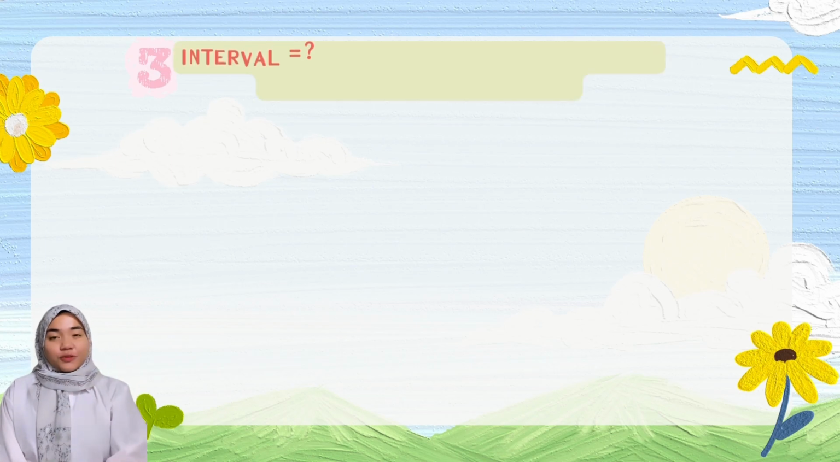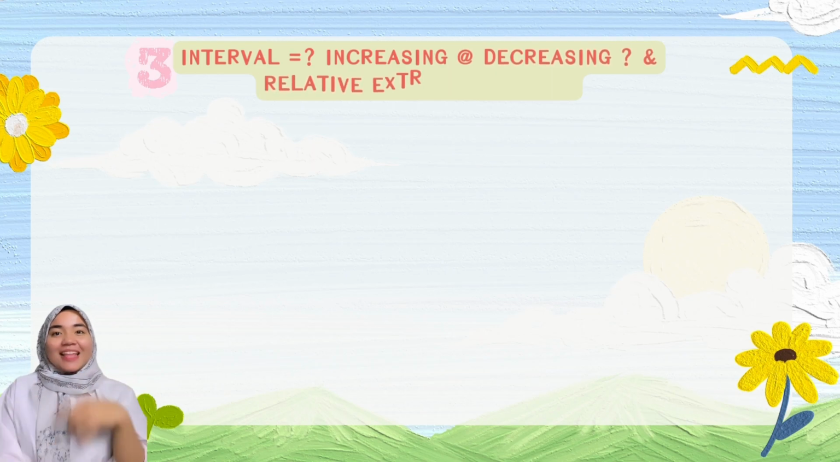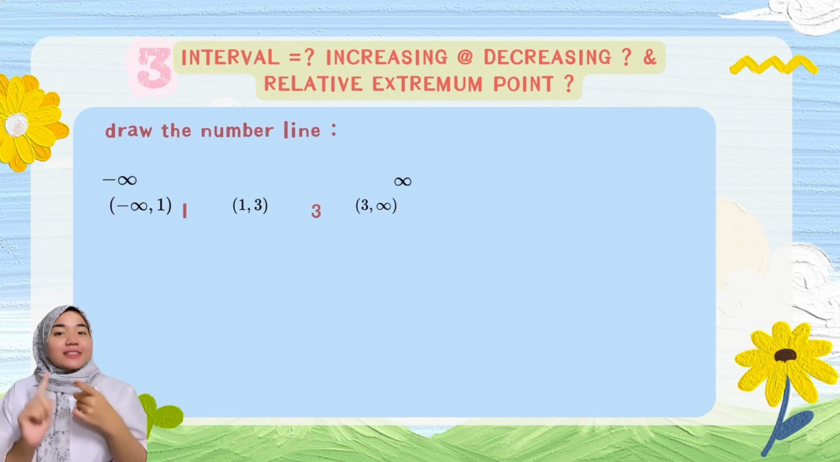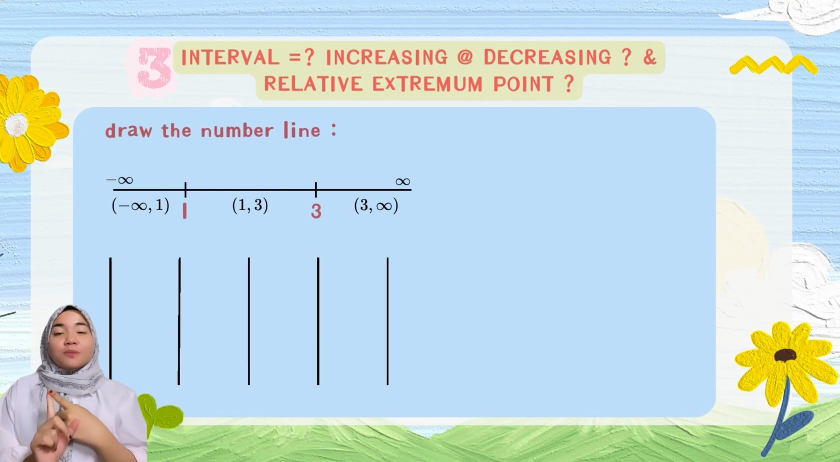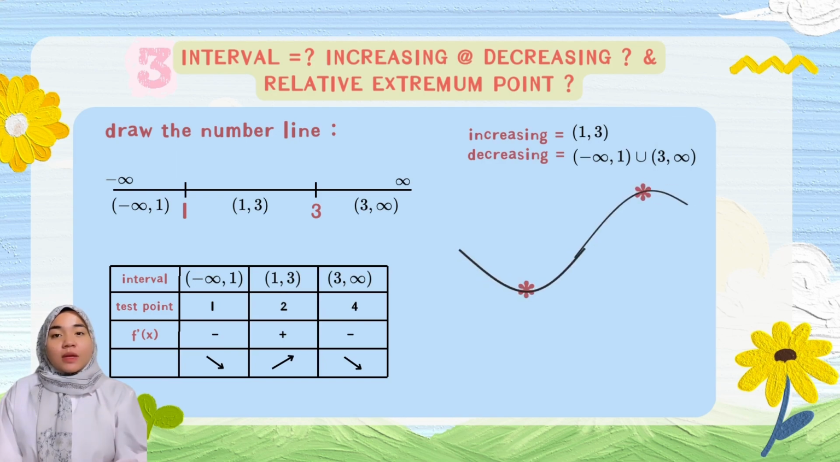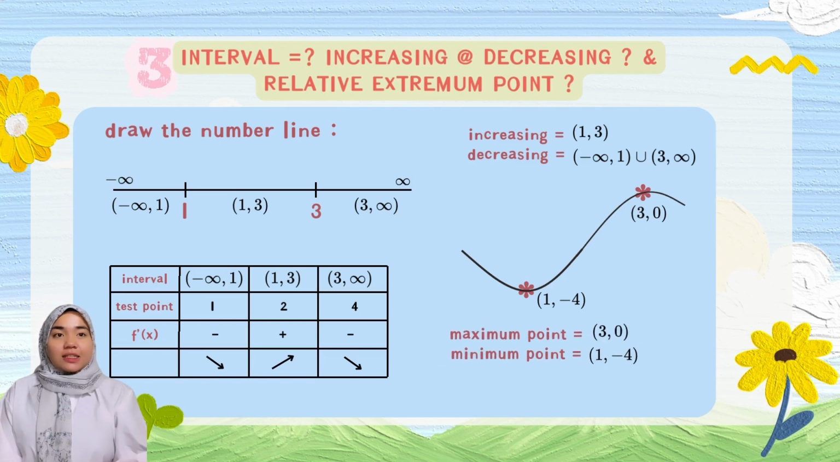Third, how to find the intervals of increasing or decreasing, and also the relative extrema points. Let me show you. First of all, you need to draw the number line. Second, you need to draw the table and input the test point into the f prime x. And we assume negative as decreasing, positive as increasing, and you will get the increasing and decreasing intervals. After that, you will sketch the graph with the maximum point and minimum point.